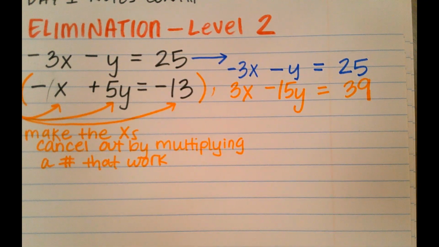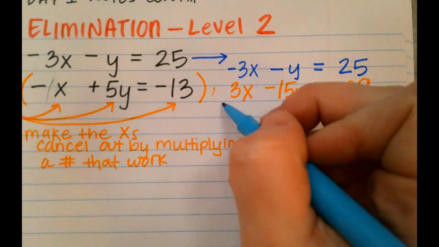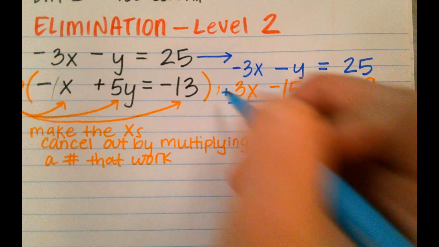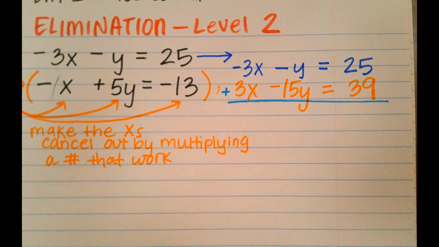Now it's like we're back to level 1, aren't we? Mm-hmm. Let's just add them together. So what's -3x plus 3x? 0. That's 0. It cancels. -y plus -15y.